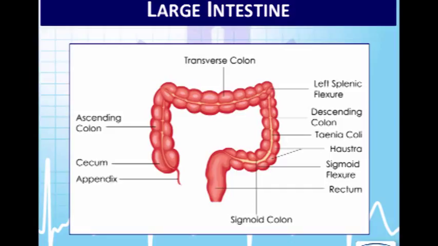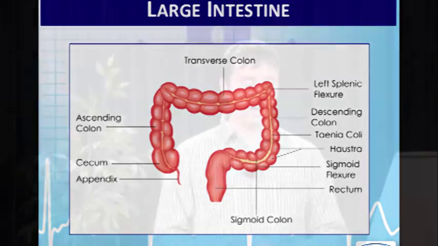The one thing I will emphasize on this slide is the appendix. It's noted in the right lower quadrant there, just next to the cecum. We hear quite frequently of appendicitis. It's a frequent transport for paramedics: right lower quadrant pain, nausea, vomiting. We clinically think quite a bit of appendicitis there. And so I will note that the appendix is actually part of the large intestine. It looks like a rat tail, as it is often described.